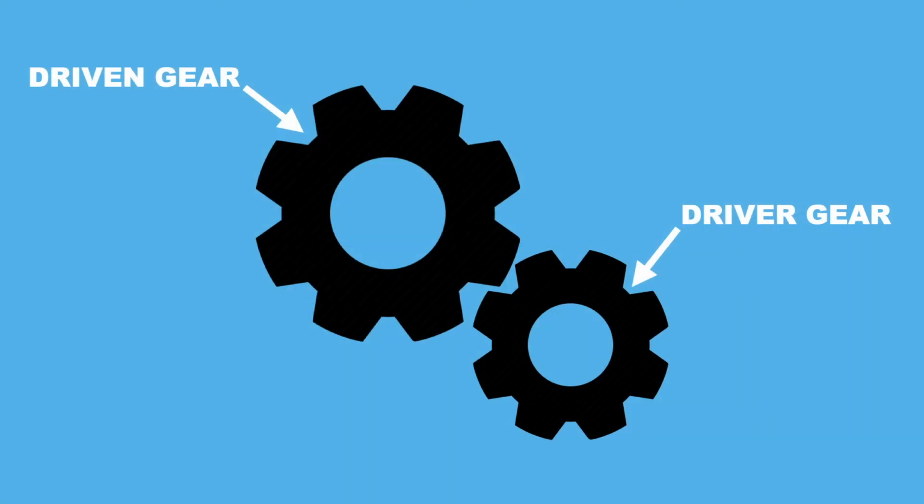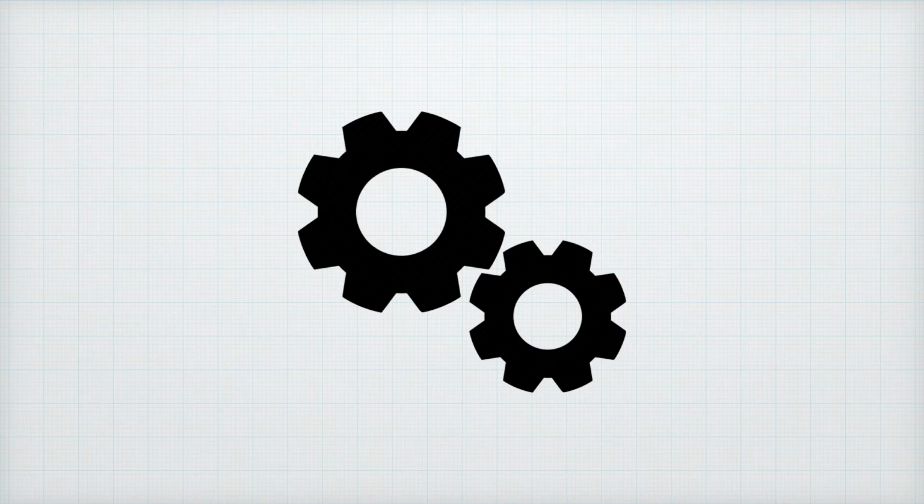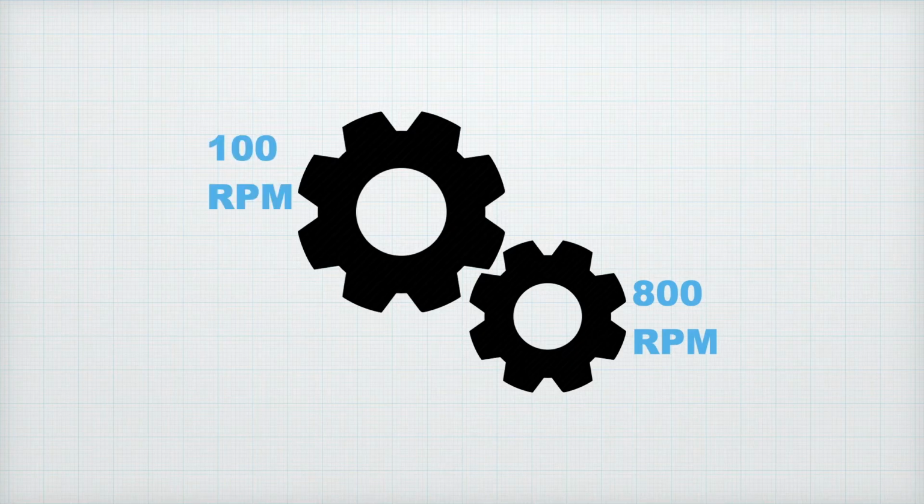The gear ratio can also be calculated by dividing the RPM of the driver gear by the RPM of the driven gear. So i equals N1 divided by N2. For example, if the RPM of the driver gear is 800 and the RPM of the driven gear is 100, the gear ratio is 8.